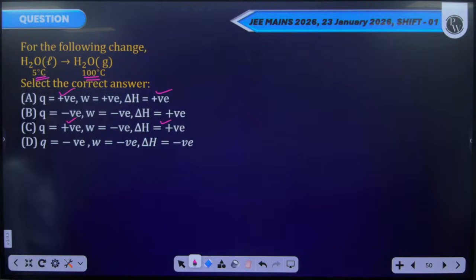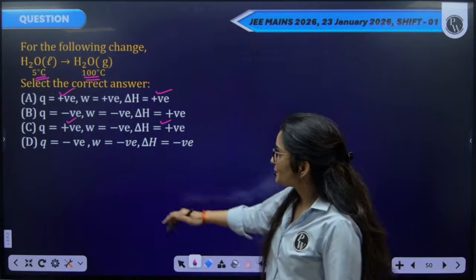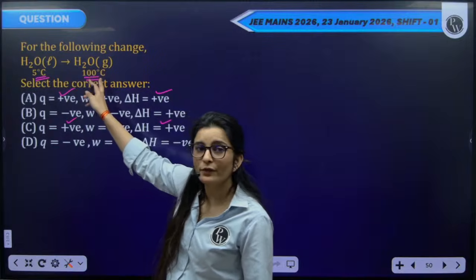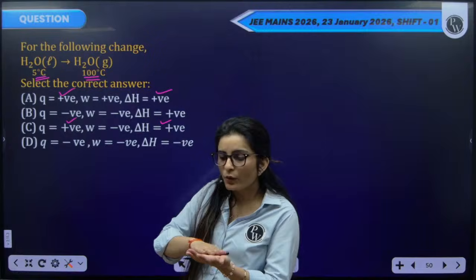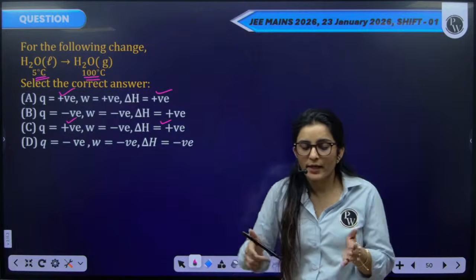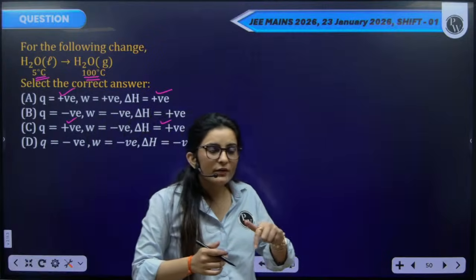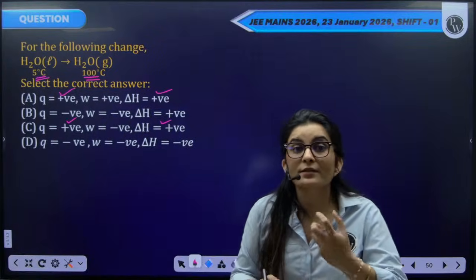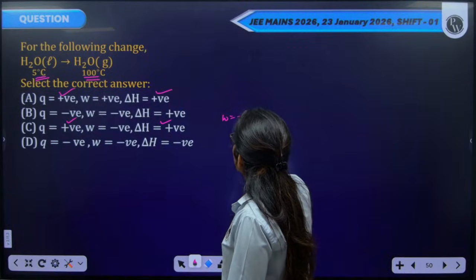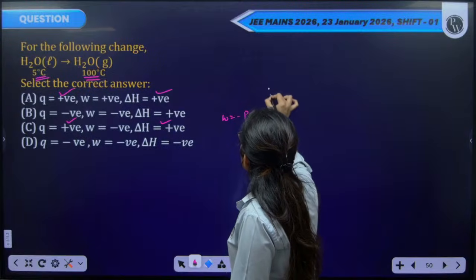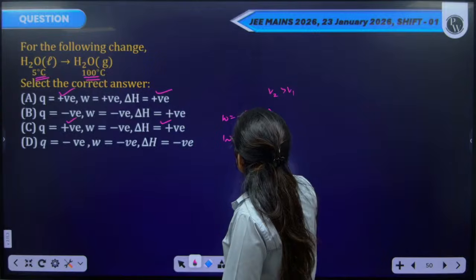Now you have to check for the work done. If I talk about the work done, you can clearly see this liquid is getting converted into gas, right? So if it is getting converted into gaseous state, obviously the pressure will increase. And if the pressure will be increasing, then it will be undergoing expansion, and you know very well expansion is the work done by the system. And work done by the system, W will be equal to minus P delta V, and V2 will be greater than V1. So overall the value of W will be negative only.